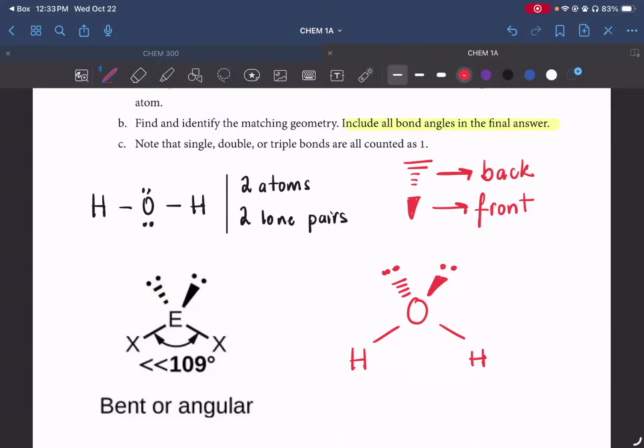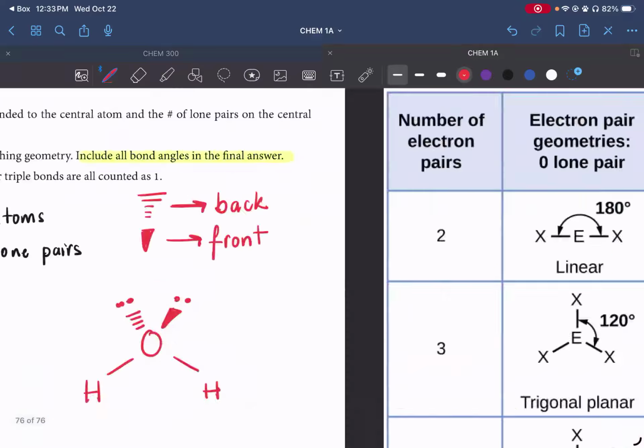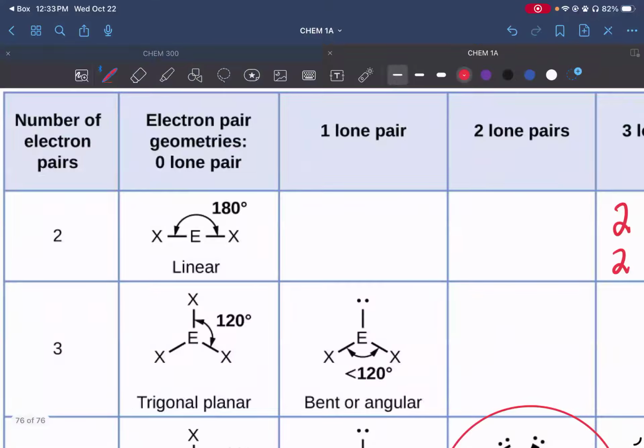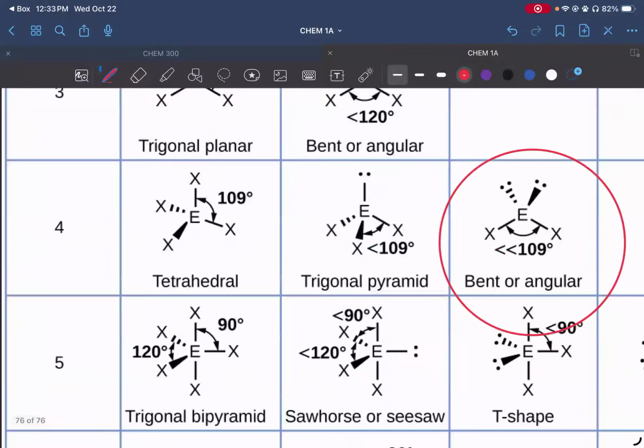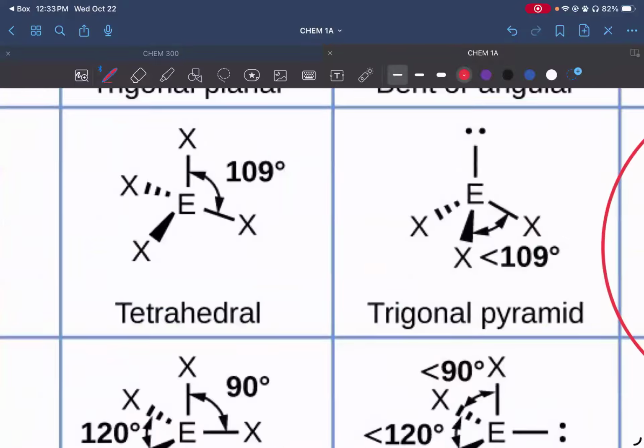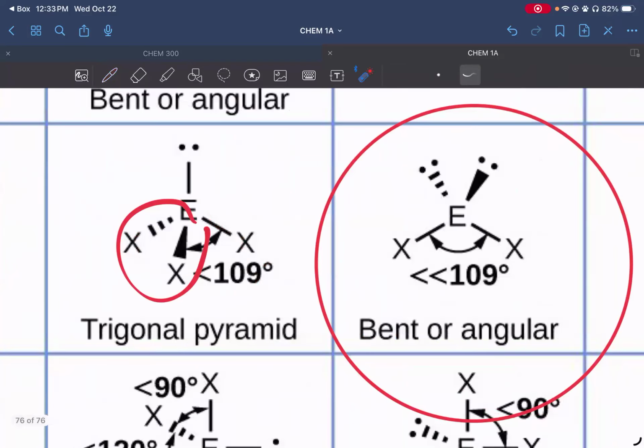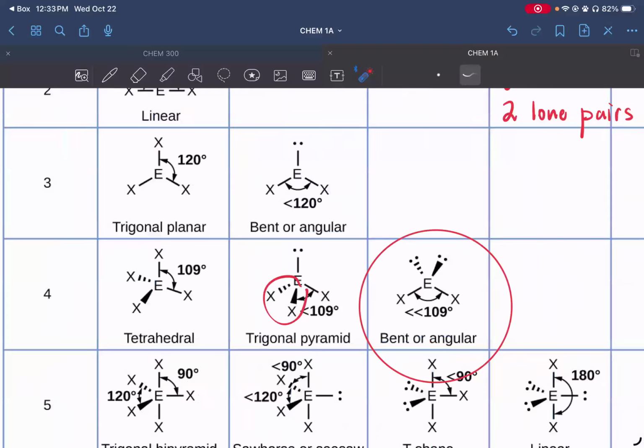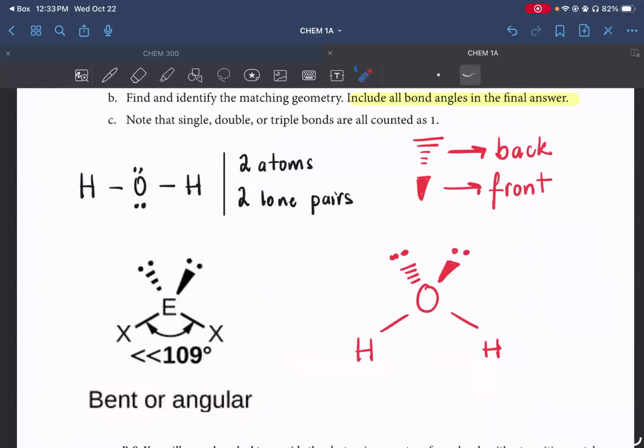You do not need to be able to identify whether something is in the front or the back because the VSEPR chart gives it to you. In some cases, it defines atoms as being on the wedge or the dash. And in some cases, it defines the lone pair as being the wedge or the dash. This is all to say that when referring to the VSEPR chart, you simply need to match it to the best of your ability.